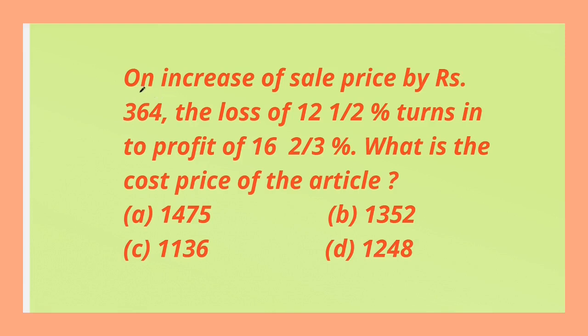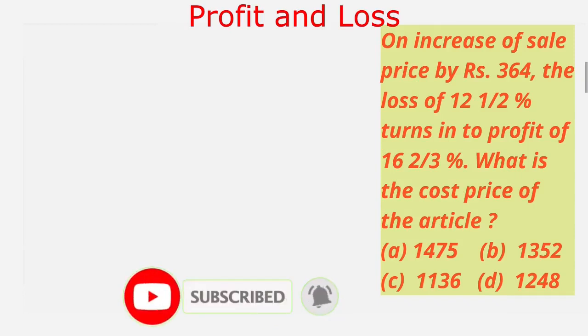Our question is, on increase of sale price by rupees 364, the loss of 12.5% turns into profit of 16 and 2/3%. What is the cost price of the article? The given options are option A 1475, option B 1352, option C 1136, option D 1248. We solve the question by 2 methods.